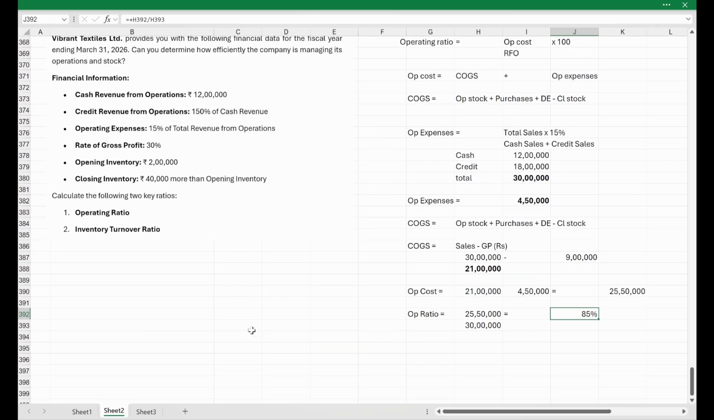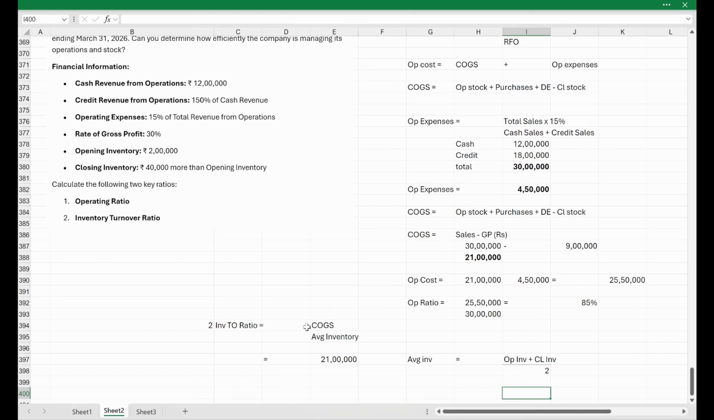Now let us go to the second part of the question, inventory turnover ratio. Inventory turnover ratio is equal to cost of goods sold divided by average inventory. We have already found out what is cost of goods sold, which was 21 lakhs. We simply need to find out what is average inventory. Average inventory is equal to opening inventory plus closing inventory divided by 2.